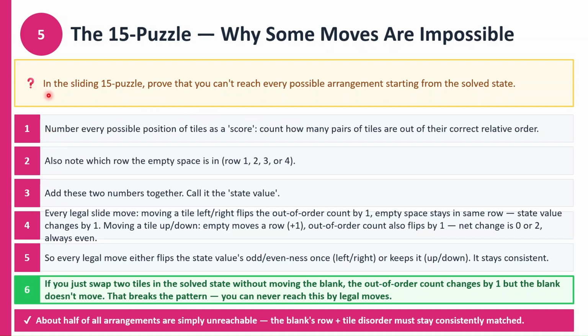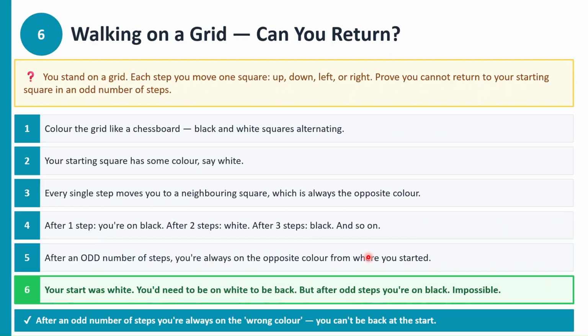In the sliding 15 puzzle, prove that you can't reach every possible arrangement starting from the solved state. Obviously you can't, because you completely change the permutation parity. When you have 15 numbers and one blank place, every time you slide one of the numbers into the blank space, you completely change the property of the puzzle, so you can't come back, and that's it, right?